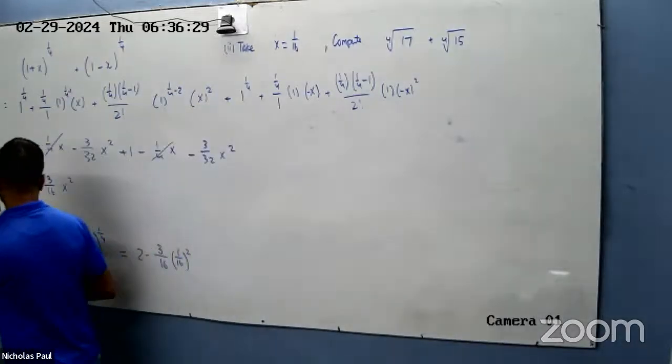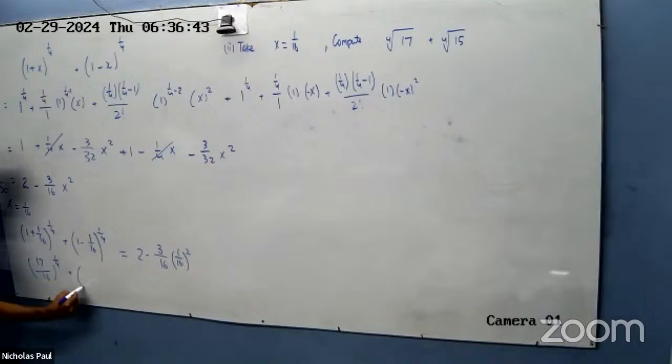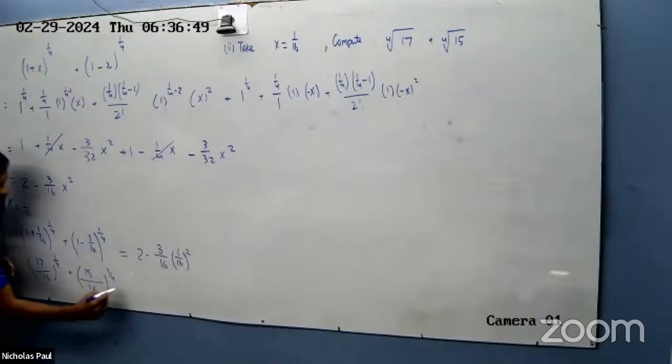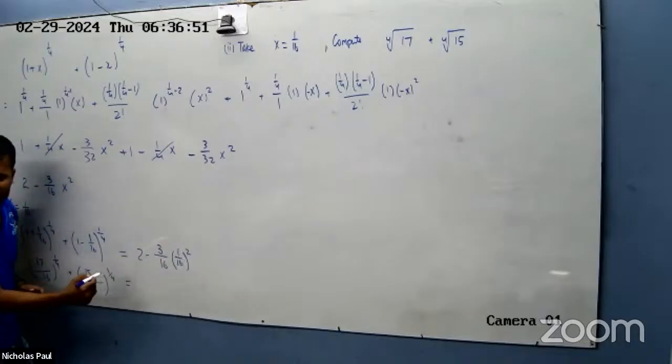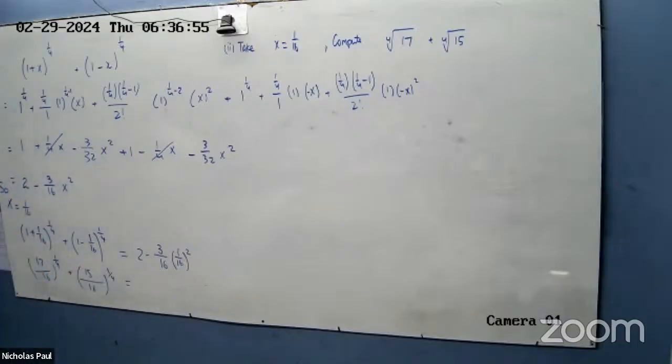So when you work out in here, you'll get everything over 16. You'll get 17 on 16 to the 1/4. Here you will end up with over 16. You'll end up with 15 to the 1/4. Is equal to, anybody work out this already? 2.